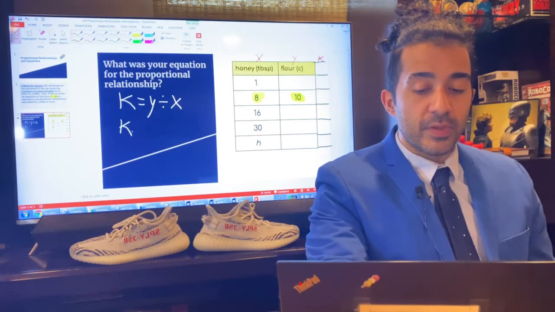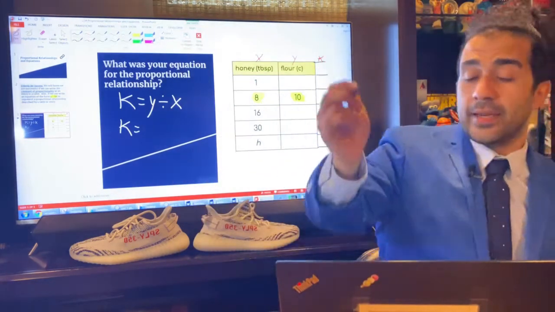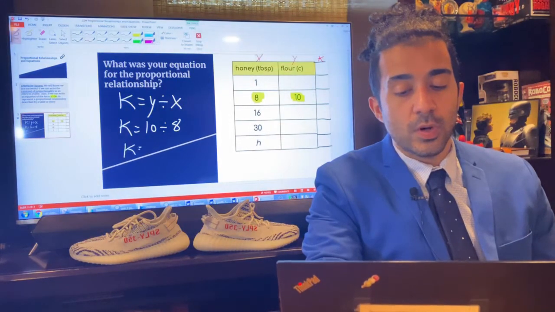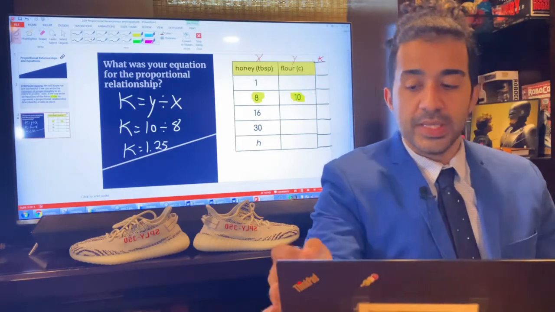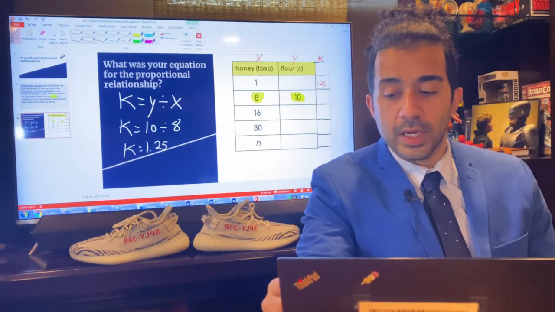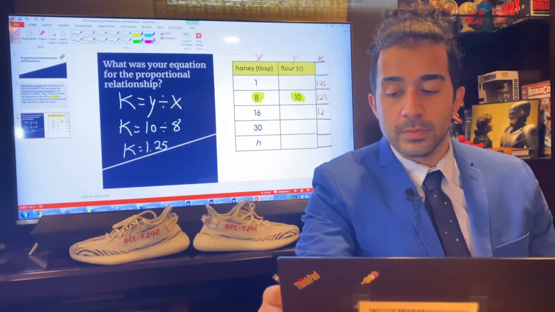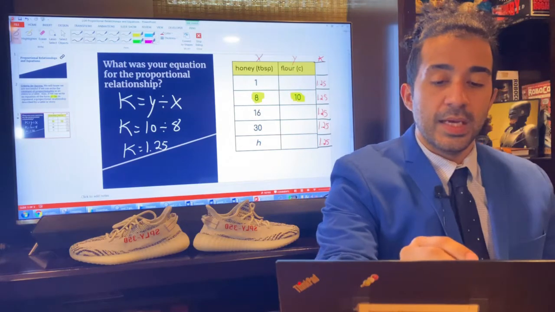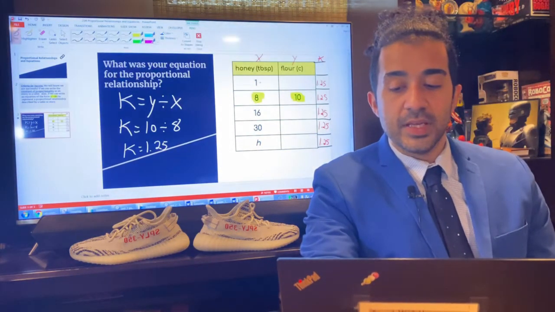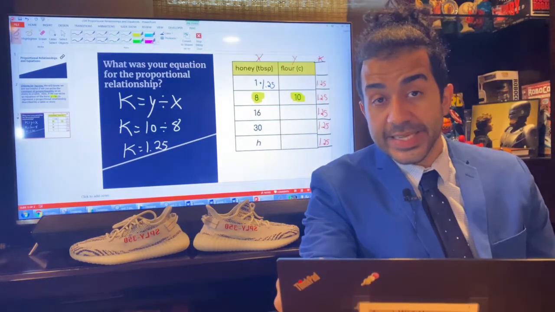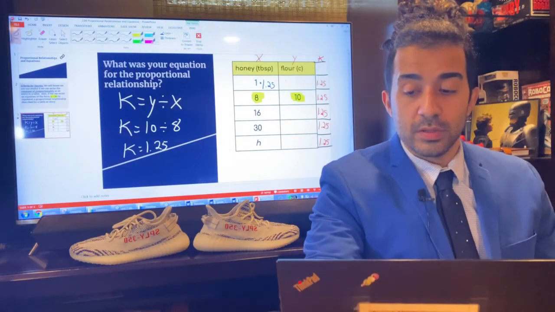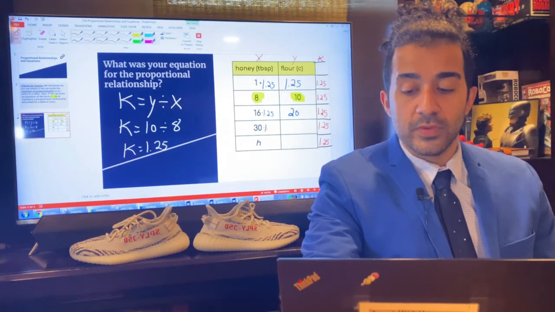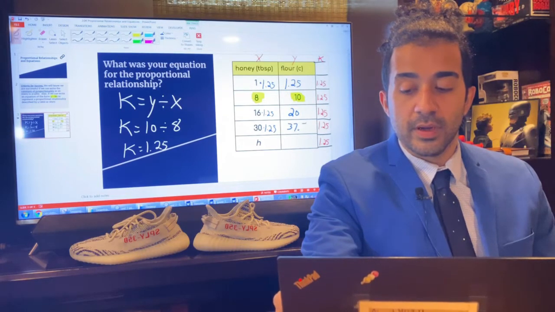So k is going to be determined by dividing a value from the y column. And the only one we know here is 10. 10 divided by 8. And 10 divided by 8 is 1.25, 1 1/4. I'm going to put that in my k column. 1.25. And I'm going to write it down all the way through. Whatever values I have in the x column, I can now multiply by the constant of proportionality, my k. 1 times 1.25 is 1.25. 16 times 1.25 is 20. And 30 times 1.25 is 37.5, 37 and a half.